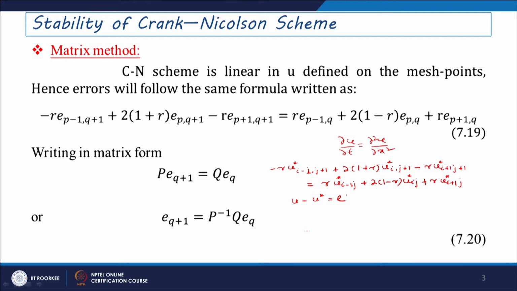Then we can write the error terms in the form of minus r e p minus 1 q plus 1 plus 2 into 1 plus r e p q plus 1 minus r e p plus 1 q plus 1 equals r e p minus 1 q plus 2 into 1 minus r e p q plus r e p plus 1 q. Since we have replaced i by p and j by q, the error terms are represented in this form.